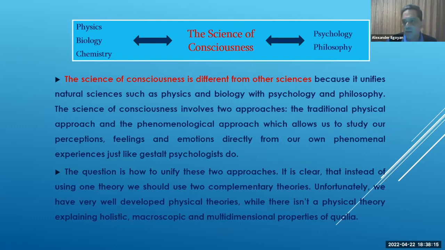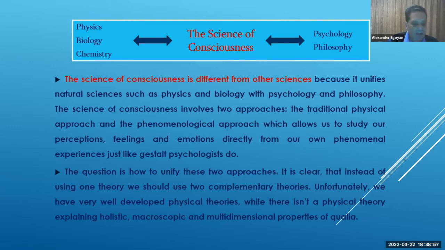The science of consciousness is different from other sciences because it unifies natural sciences such as physics and biology with psychology and philosophy. The science of consciousness involves two approaches, the traditional physical approach and the phenomenological approach, which allows us to study our perceptions, feelings, and emotions directly from our own phenomenal experiences, just like Gestalt psychologists do. The question is how to unify these two approaches. It is clear that instead of using one theory, we should use two complementary theories.